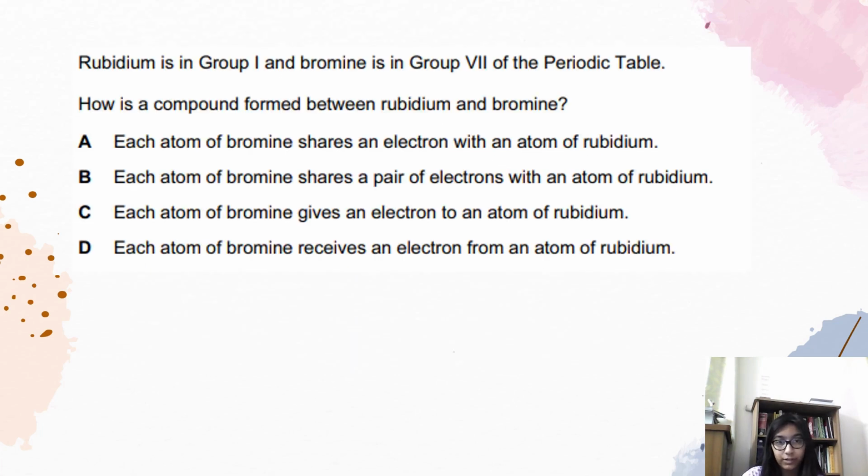Rubidium is in group 1 and bromine is in group 7 of the periodic table. How is a compound formed between rubidium and bromine? Since rubidium is a metal and it belongs to group 1, and bromine on the other hand is a nonmetal and it belongs to group 7, they are going to form an ionic compound where rubidium is going to transfer one of its electrons to bromine. That is option D, which gives us our answer, where it states that each atom of bromine receives an electron from an atom of rubidium.